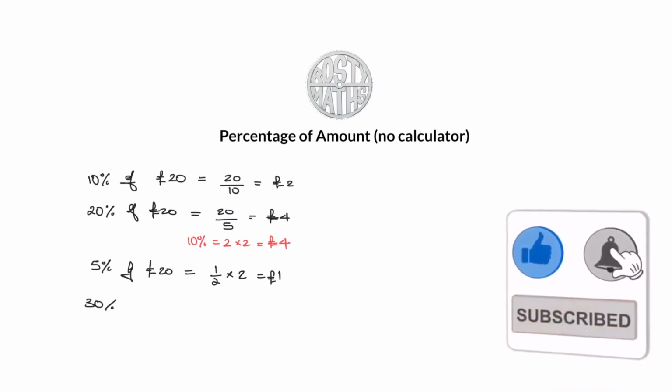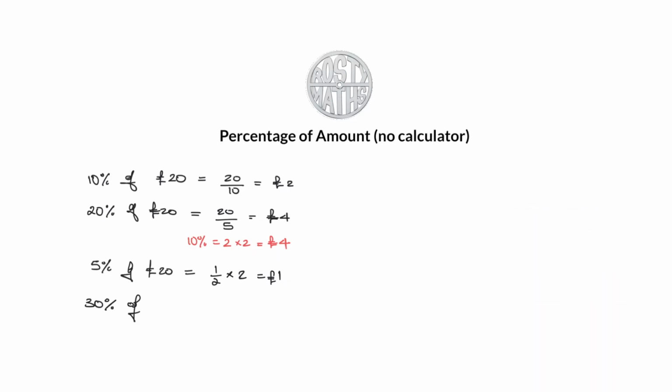So to get 30% of £20, if you haven't guessed it, take my 10% and times it by 3, because 3 lots of 10 gives you 30. So I will just take the £2, which is the 10%, and times that by 3, and that's going to give me £6. So I hope you're enjoying this. I hope this is going pretty nicely for you.